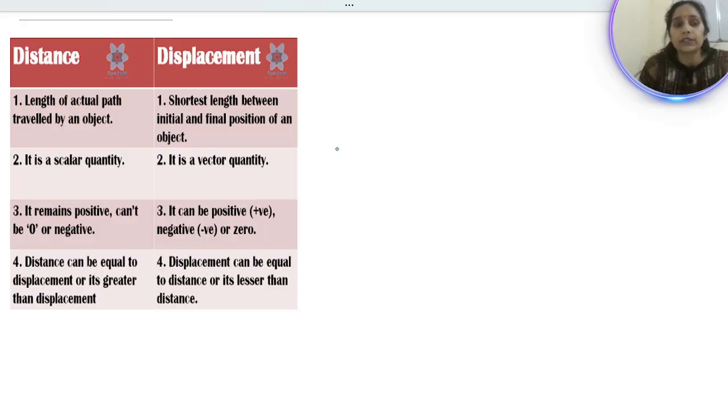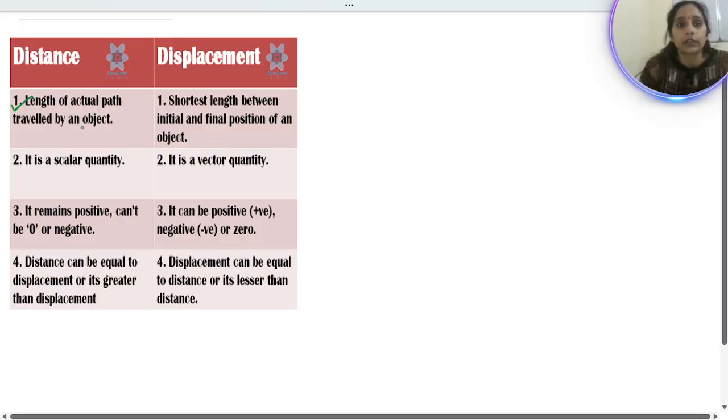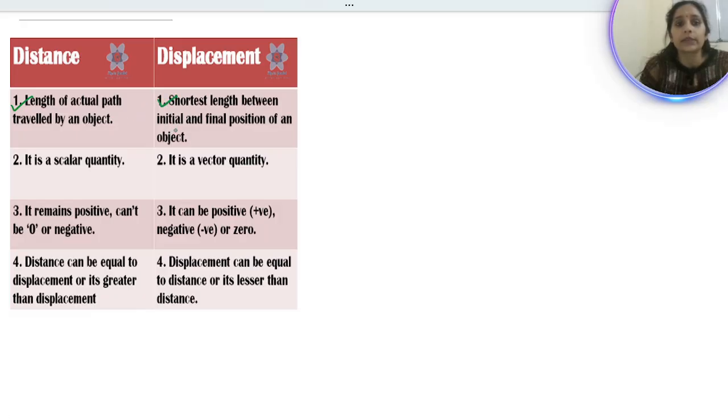So today I'm going to discuss the difference between distance and displacement. Let's start with the definition. The distance is the actual length of path traveled by an object, and the displacement is the shortest length between the initial and final position of an object.